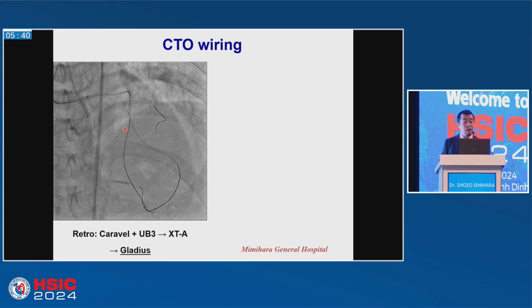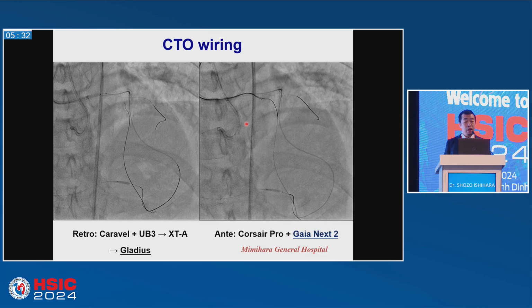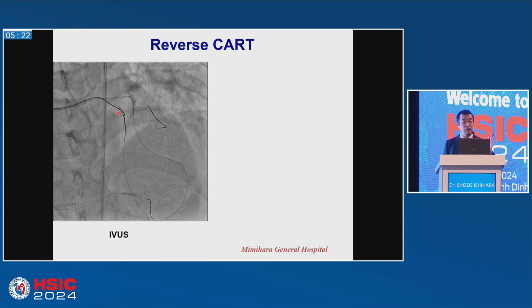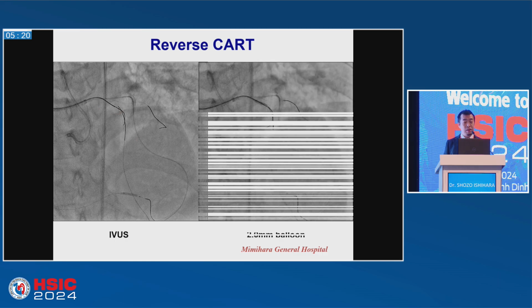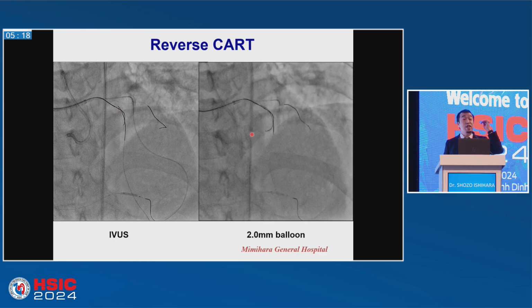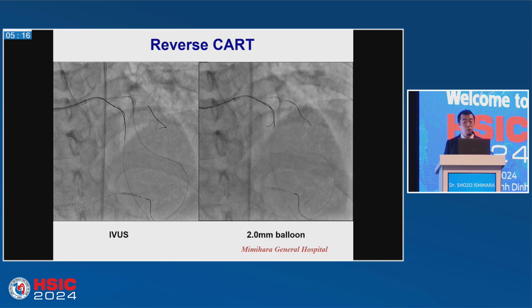After that, I advanced the wire from retrograde, Ultimate Bros, XT-A, and next Gladius. And after that, I advanced antegrade Gaia Next 2 with the information of the retrograde wire. Finally, I checked IVUS and also performed the reverse CART using a 2.0 balloon.